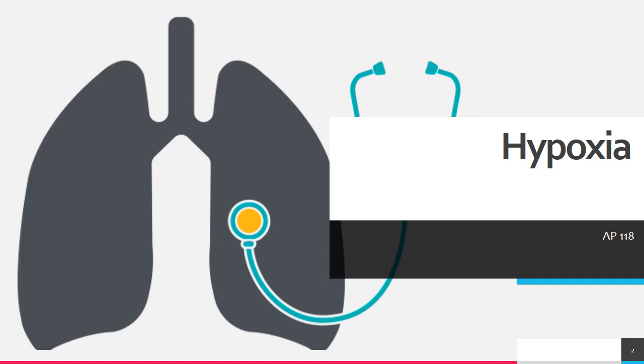Hypoxia, again, is a low or not enough oxygen for aerobic cellular metabolism. Hypoxia is characterized by tachycardia, hypertension, peripheral vasoconstriction, dizziness, and mental confusion. Let's start by talking about hypoxic hypoxia.